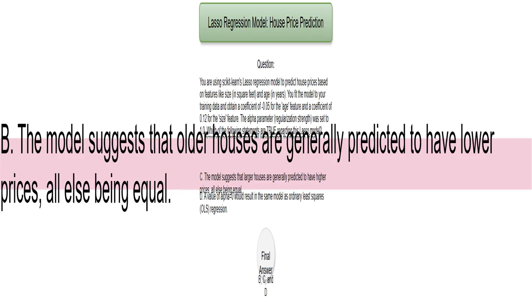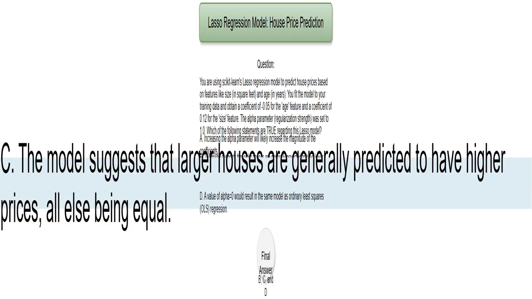The negative coefficient for age, -0.05, tells me that, all other factors being equal, older houses are predicted to have lower prices. The coefficient's negative sign indicates a negative relationship between age and price. The positive coefficient for size, 0.12, means that larger houses are predicted to have higher prices, again keeping everything else constant. The positive sign shows a positive relationship between size and price.